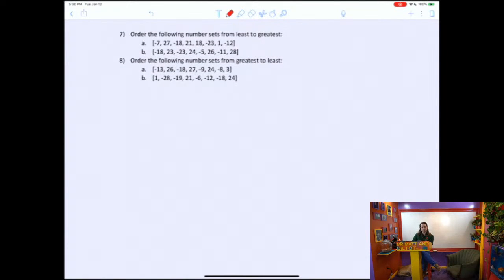If you have any questions, please let me know. Otherwise, let's take a look at 7 and 8. For 7, I'd like you to order these number sets from least to greatest. For 8, I'd like you to order the number sets from greatest to least. I'll give you 4 minutes. After 1 minute, I'll start to solve.